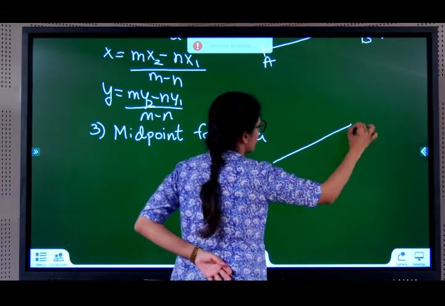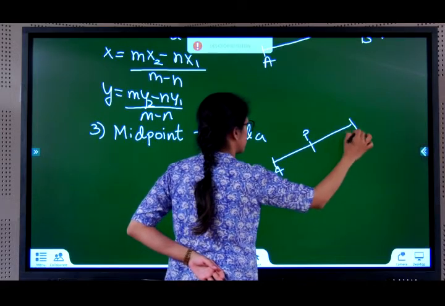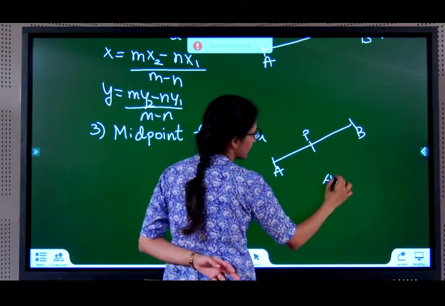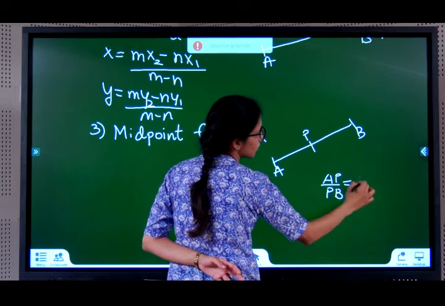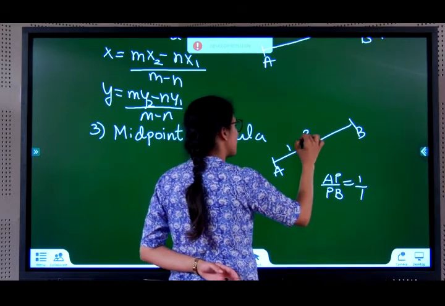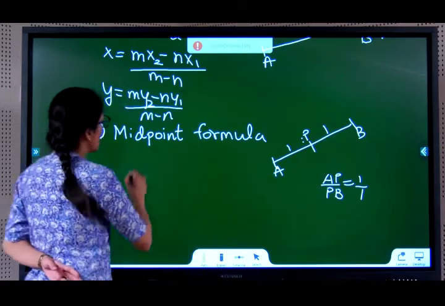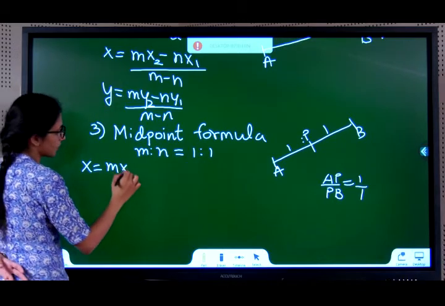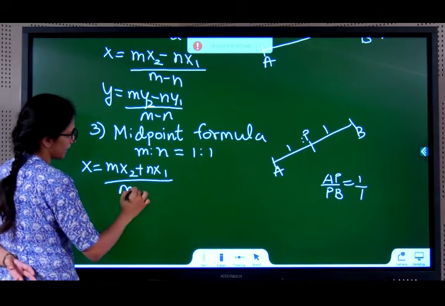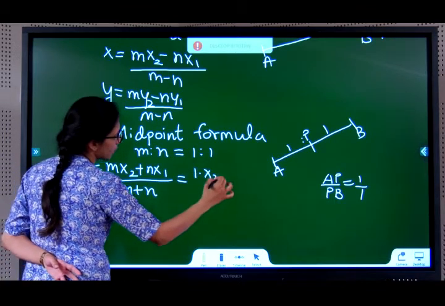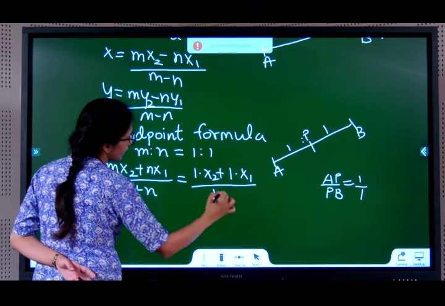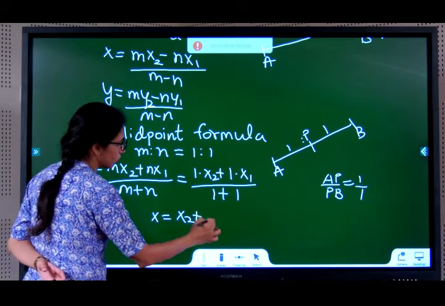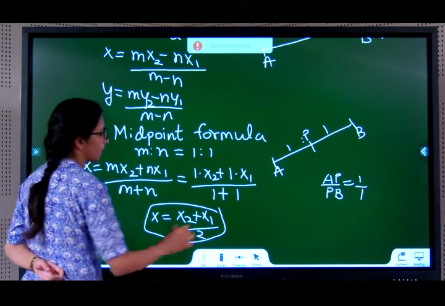See, if P is the midpoint of A and B, then what will be AP by PB? They both will be equal, correct? So can I say it's 1:1? Yes. So instead of m:n, I know that m:n is nothing but 1:1 here. In X, you have mx2 plus nx1 by m plus n. Substitute 1 into x2 plus 1 into x1 divided by 1 plus 1. What do we get? We get x is equal to x2 plus x1 by 2.